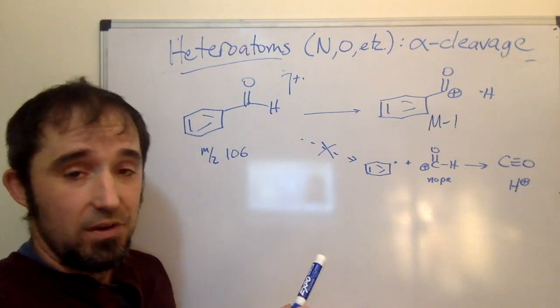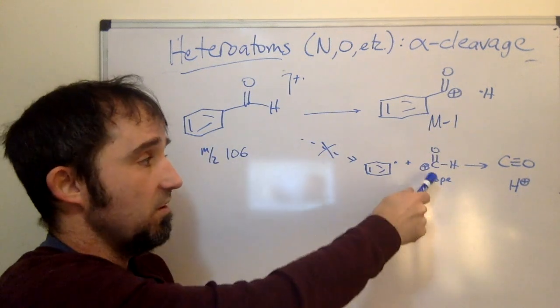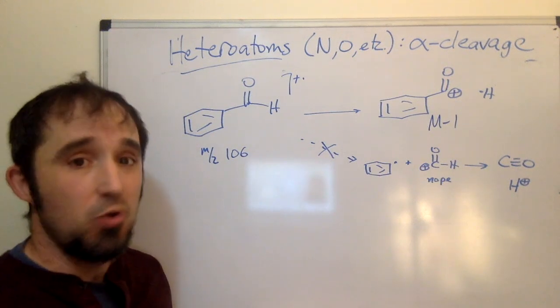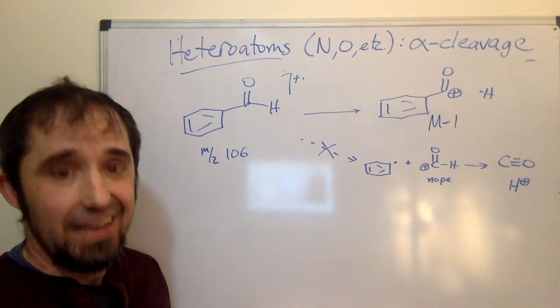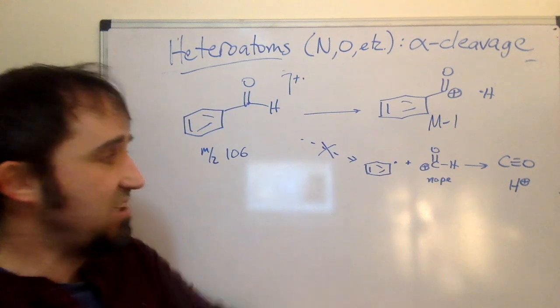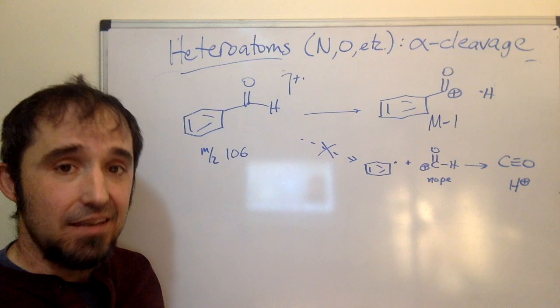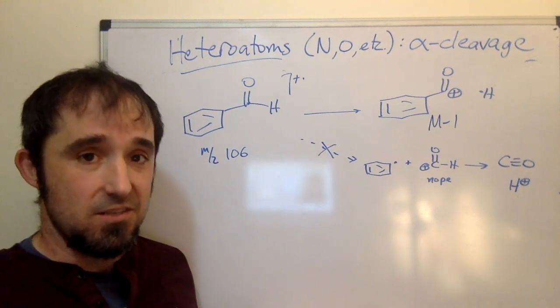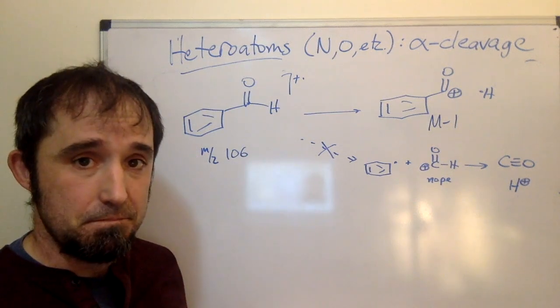However, I'm not going to see a peak that's just for CHO like that, because that just breaks down too quickly to carbon monoxide and an acid proton. So we won't see the formal cation, but if I see an M-1 peak, I right away start thinking maybe it's an aldehyde.